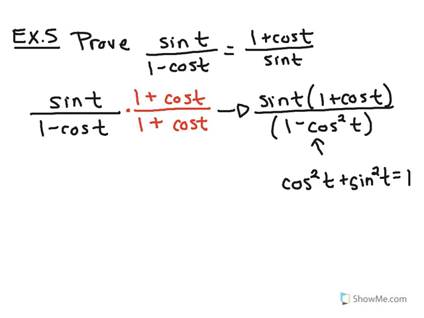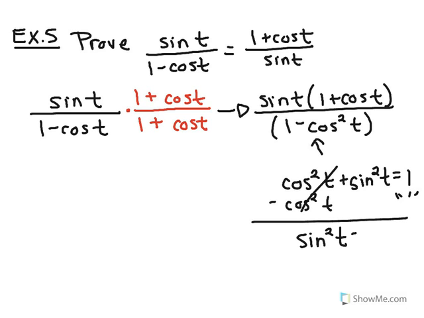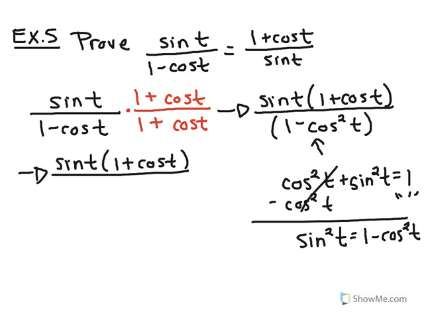So I'm going to go ahead and subtract cosine squared t from both sides. Okay, these cancel, and I'm left with sine squared t equals 1 minus cosine squared t. And that is exactly what I have up above. So I'm going to continue this over here. So sine of t times 1 plus the cosine of t all over sine squared t, because I replaced the expression 1 minus cosine squared t with this.